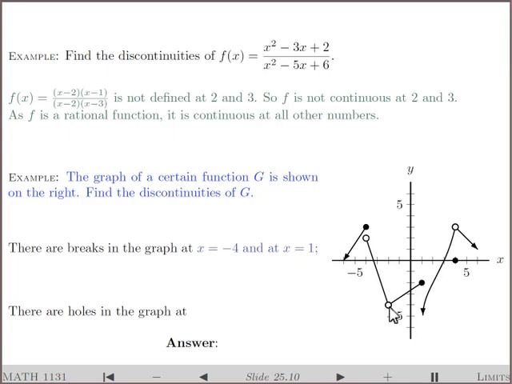There is a hole in the graph here at -2, and there is also a hole in the graph here at 4. At -2, the function is not defined. At 4, the function is defined, but the limit is not equal to the value. So it's still a discontinuity. So this has 4 discontinuities: -4, 1, -2, and 4.